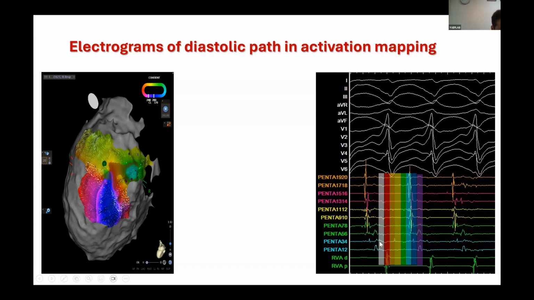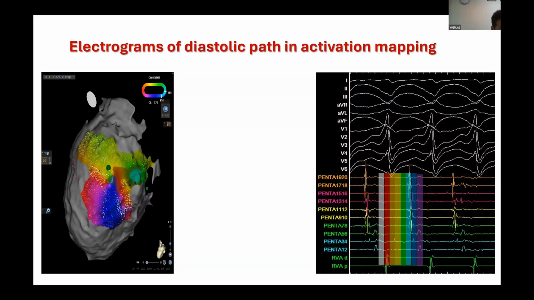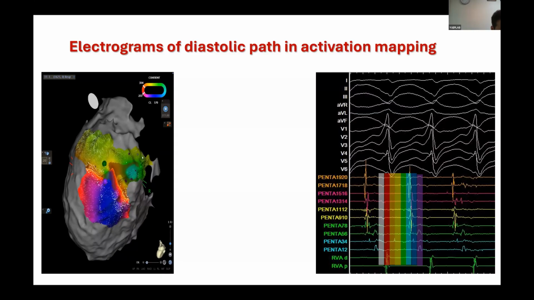However, sometimes if the VT is wide and the QRS is wide, the very early potentials will probably be located at the end of your QRS, so you will miss them. So always set up the window from onset to onset, then you only need to take a look at the orange color, the yellow color, and the green color.